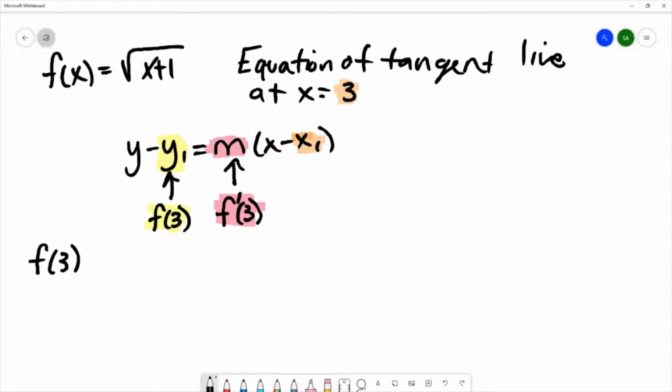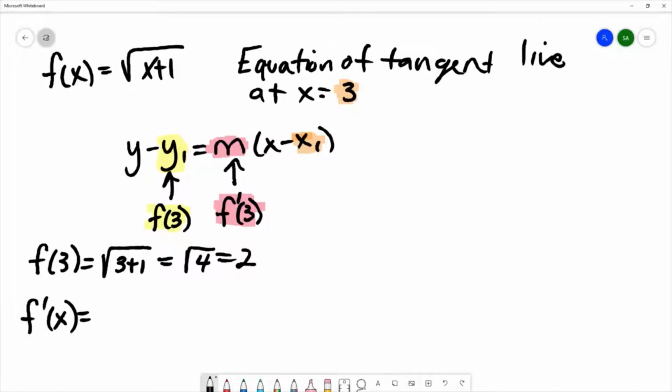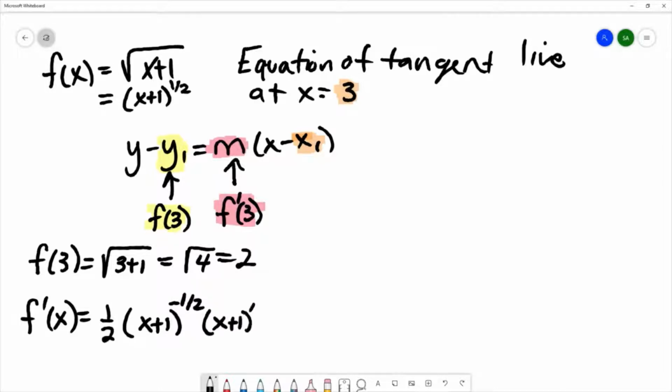F of 3 would be square root of 3 plus 1, which is square root of 4, and that's 2. And then I need to calculate the derivative to find the slope. So to calculate the derivative, I would first use algebra to rewrite this as x plus 1 to the 1/2 power. And then to calculate the derivative, I'll use the chain rule. I'll bring the power down, leave the inside alone, take 1 away from the power, and chain by multiplying by the derivative of the inside.